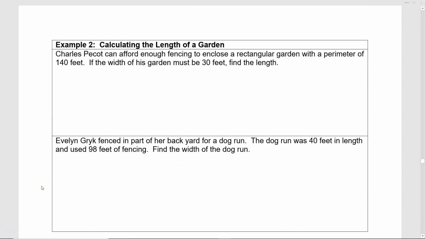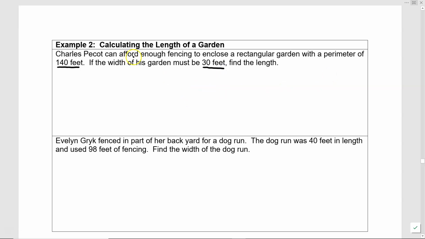Here we have a second example where we want to calculate the length. So it reads, Charles Picou can't afford enough fencing to enclose a rectangular garden with a perimeter of 140 feet. If the width of his garden must be 30 feet, find the length. So again, I'm going to do the same thing that I did last time. Whenever I see a number, I'm just going to highlight it. So we see 140 feet and we see 30 feet.